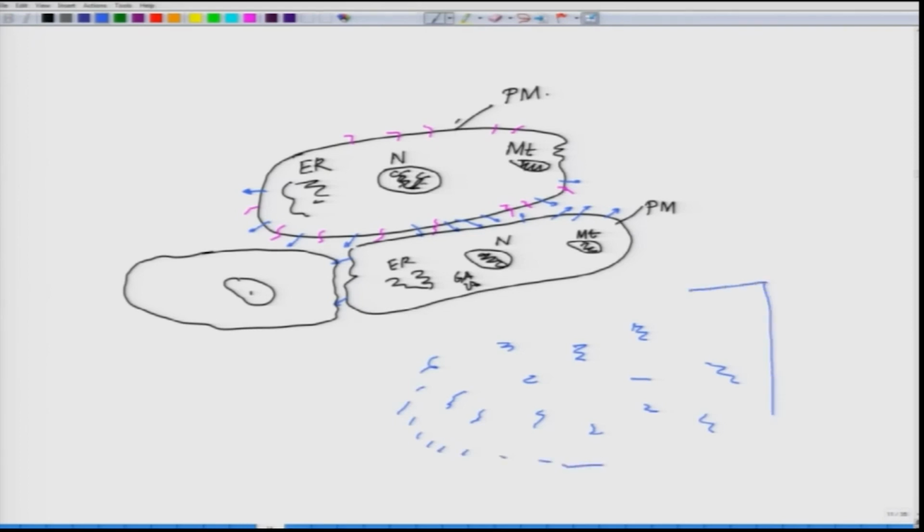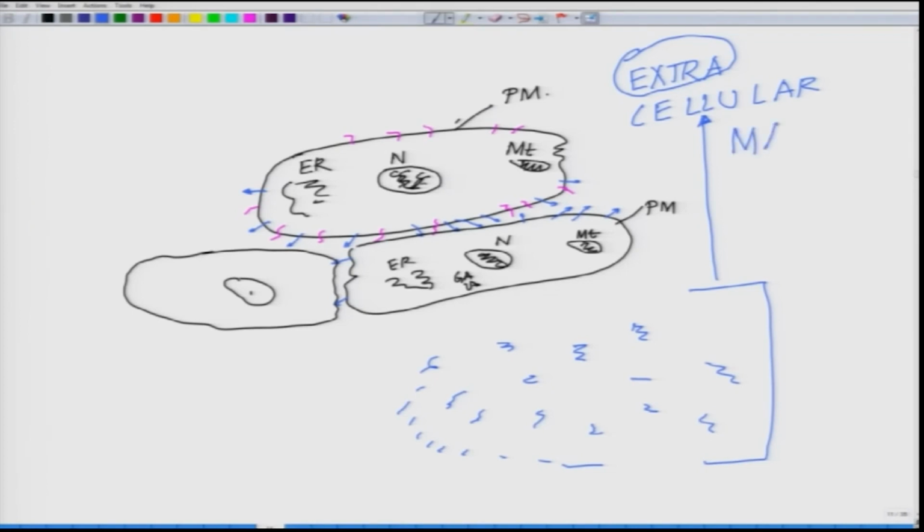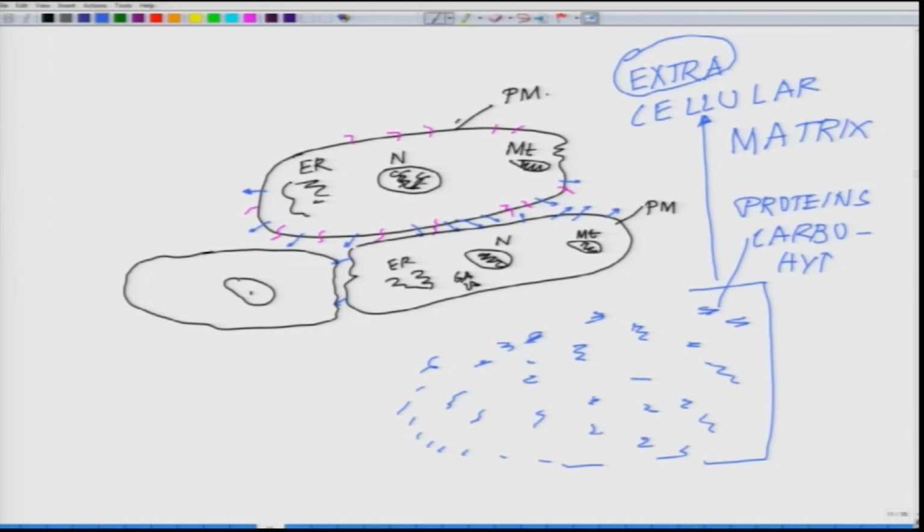And this matrix, in technical terms, is called the extracellular matrix, because it is extra, it is not inside the cell, right? It is outside the cell. This is not part of the cell. Extracellular matrix. It forms a matrix like this. And this extracellular matrix is mostly proteins and part carbohydrates. And there are metal ions and several things involved in it.